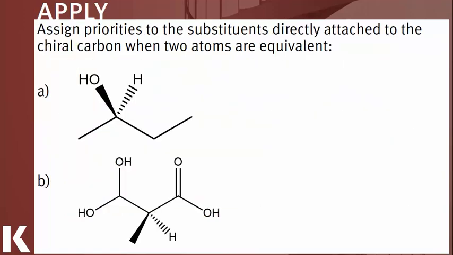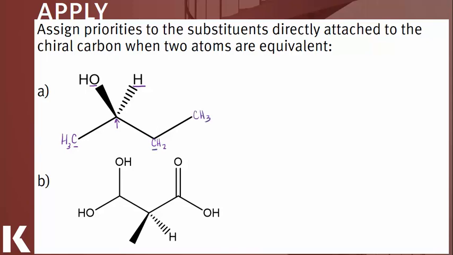First, we want to identify our groups in part A. So remember, we start out by only looking at the first atom in line that is directly bonded to the chiral carbon. So our chiral carbon is right here. So we're looking at an oxygen, we're looking at a hydrogen. We are looking at, remember, this is a methyl group, so we're looking at a carbon. And here, we're looking at a CH2 group followed by a CH3 group. So we're looking at this first carbon.